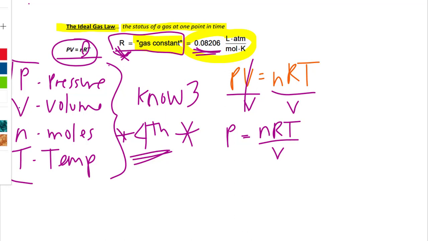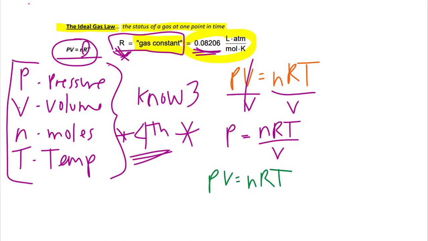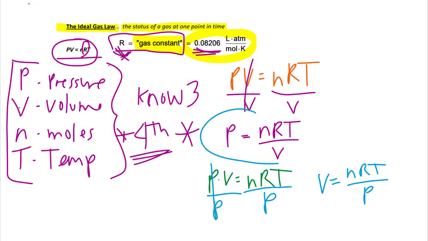But let's say I have PV equals nRT and I want to solve for volume. I would say, well, I need to get rid of my pressure if I want volume by itself, so I have to divide both sides by P. So my volume would equal nRT divided by pressure. Okay, not too bad, right? So here's my way of finding pressure. Here's my way of finding volume.